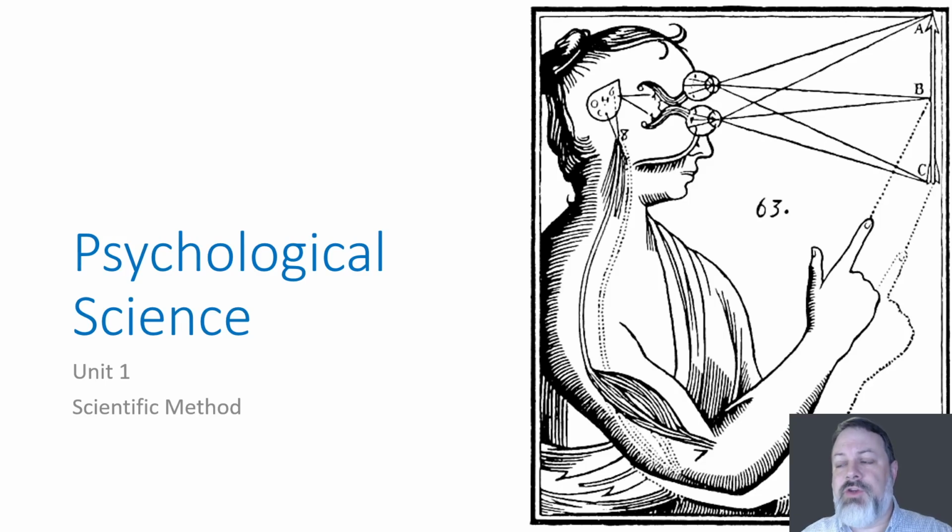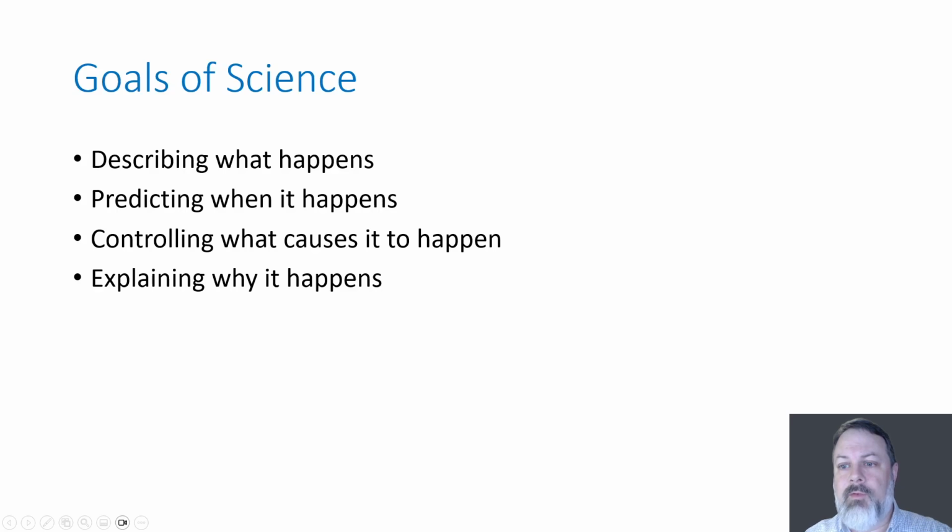Hey everyone. In this unit, I want to talk about how the scientific method can apply to psychological science. So, in general, when we're talking about the goals of science, we want to be able to describe things that are happening, and hopefully we can then predict when those things will happen. Even better, if we can control the things that cause something to happen, and ultimately we want to be able to explain why things happen.